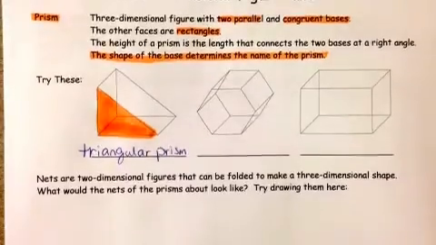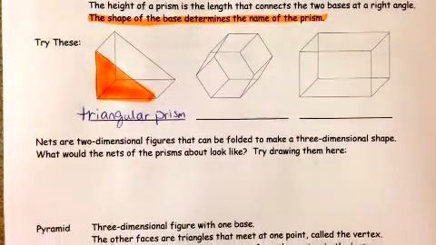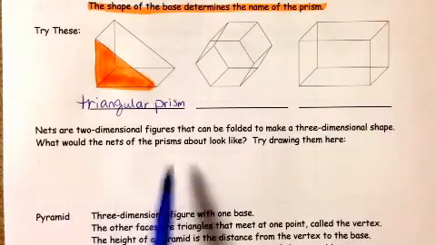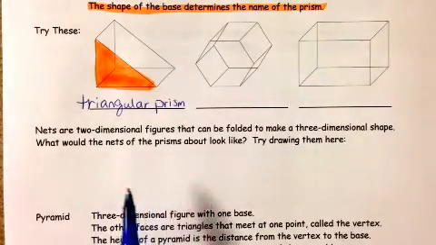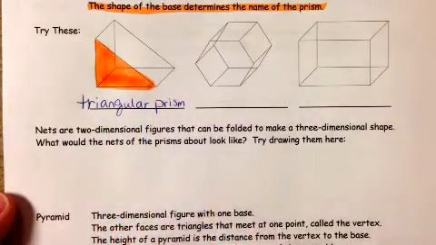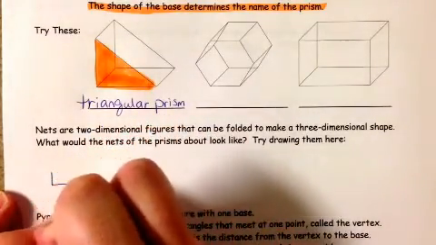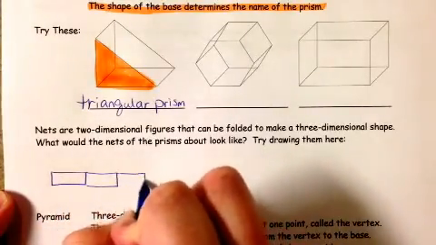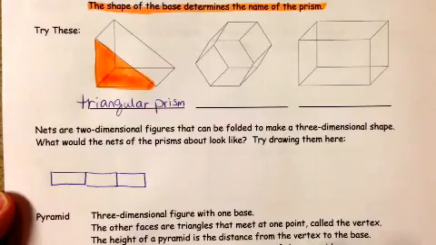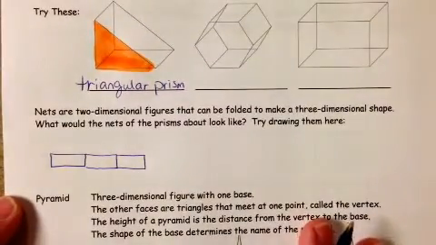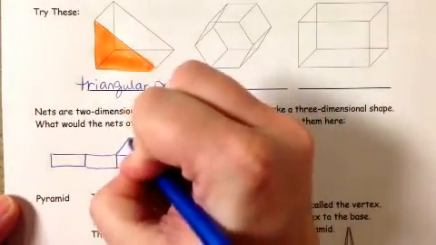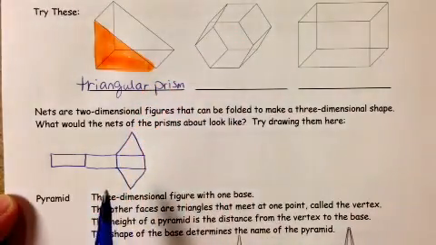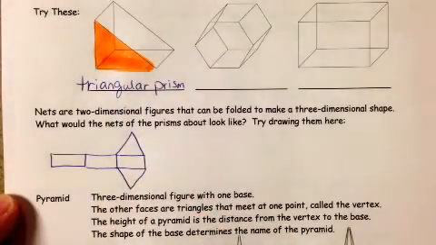If we were to unfold this shape, that would create the net, the two-dimensional representation of the three-dimensional shape. And we're going to draw the net right here. So it's got three rectangles, so we can draw our three rectangles. And then it has the two triangular bases, and we would draw those. And this would be the two-dimensional representation of this three-dimensional shape.